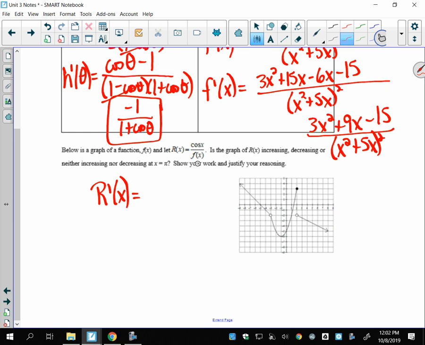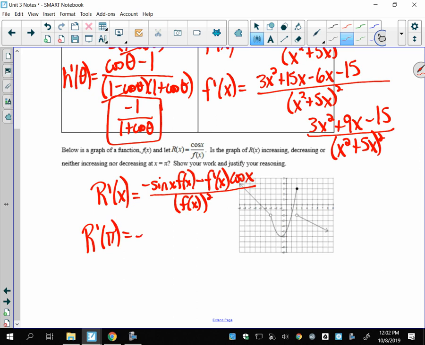So the derivative of the top, derivative of cosine is negative sine, times the bottom, which is just f of x, minus the derivative of the bottom, f prime of x, times the top, which we're not going to touch, which is cosine, all over f of x squared. And now I'm going to plug pi in there. So r prime of pi is going to be negative sine of pi times f of pi, minus f prime of pi times cosine of pi, over f of pi squared.